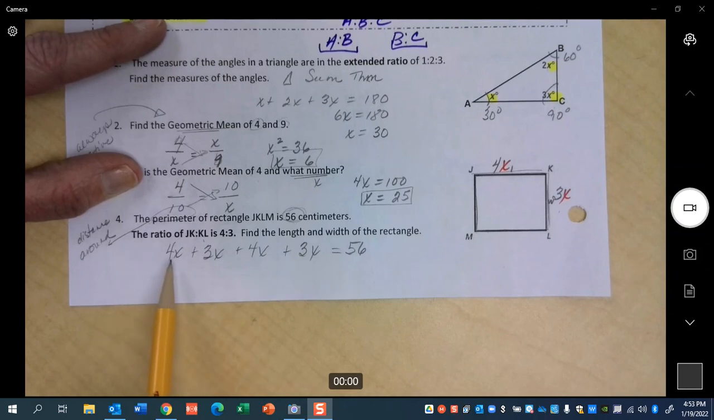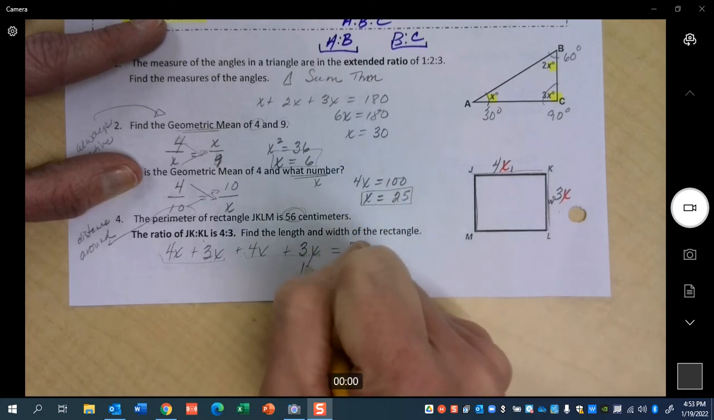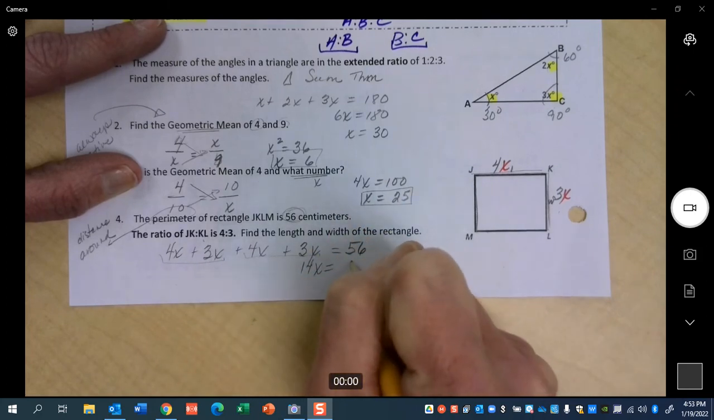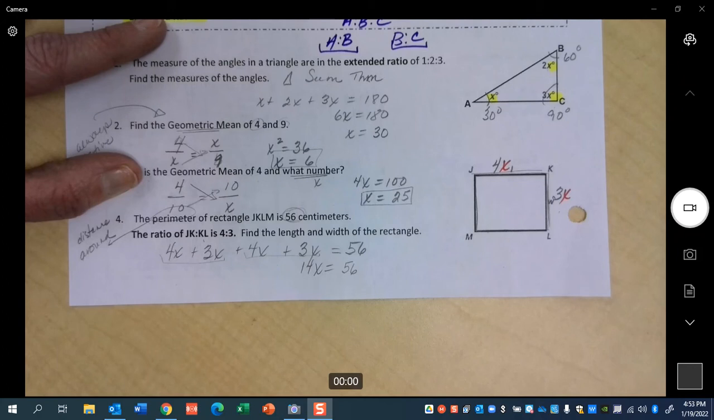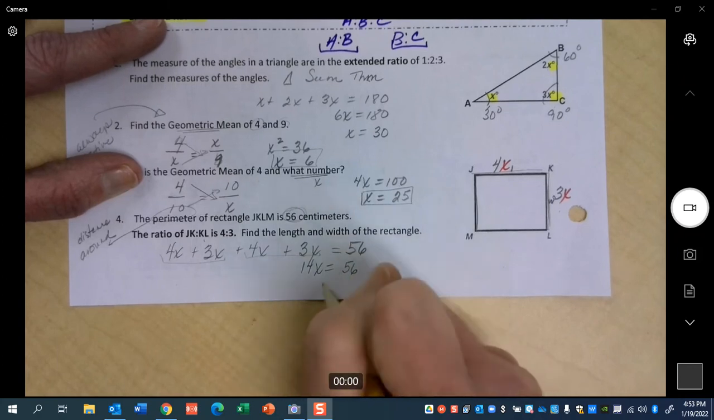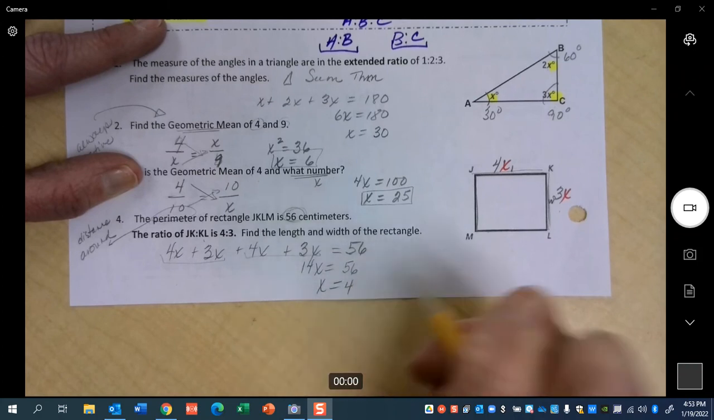So that's going to give me 4 plus 3 is 7. 7 plus 7 is 14. So 14 x's is equal to 56. When I put that through the calculator, my x is equal to 4.